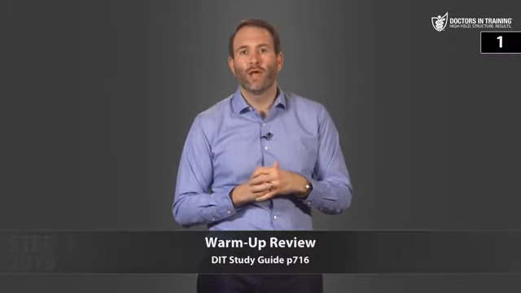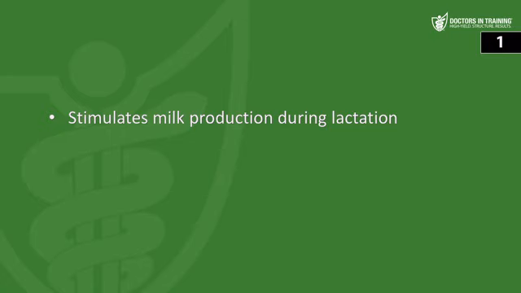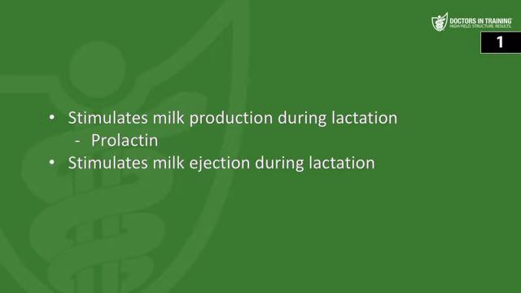It's time for another warm-up review. Let's get going. Which hormone has each of the following actions? So first we have stimulates milk production during lactation. That's going to be prolactin. What about stimulates milk ejection during lactation? That's going to be oxytocin.